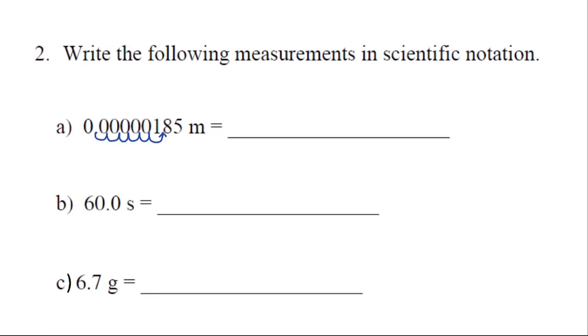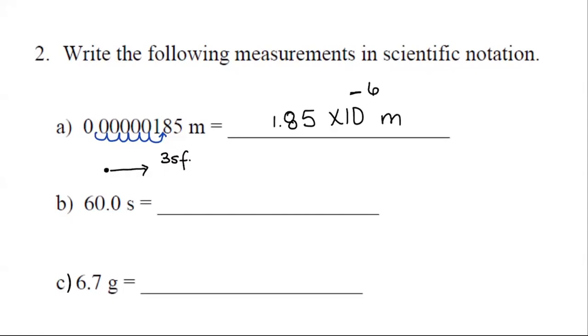So this measurement has 3 sig figs, so my coefficient needs to have 3 sig figs, 1.85. Then I write times 10 because I moved from left to right. My exponent is going to be negative. I moved 6 times. I write my unit.